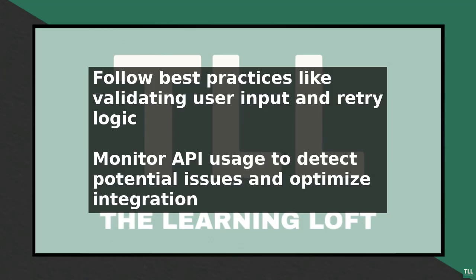experience. In summary, handling errors in Bill.com API documentation requires understanding error response formats, implementing error handling mechanisms, and following best practices. By doing so, you can ensure a robust and reliable integration with the Bill.com API.